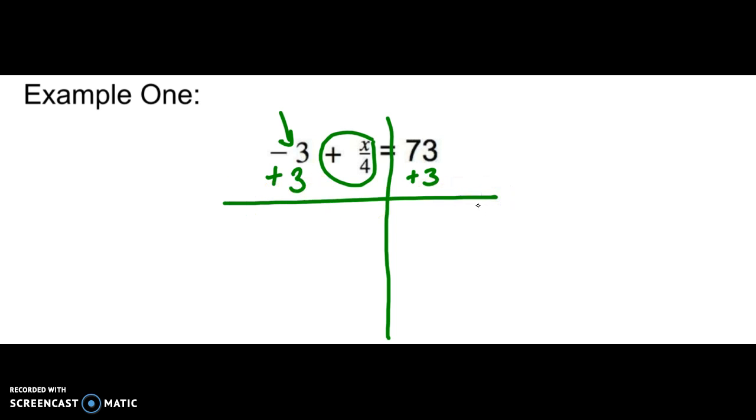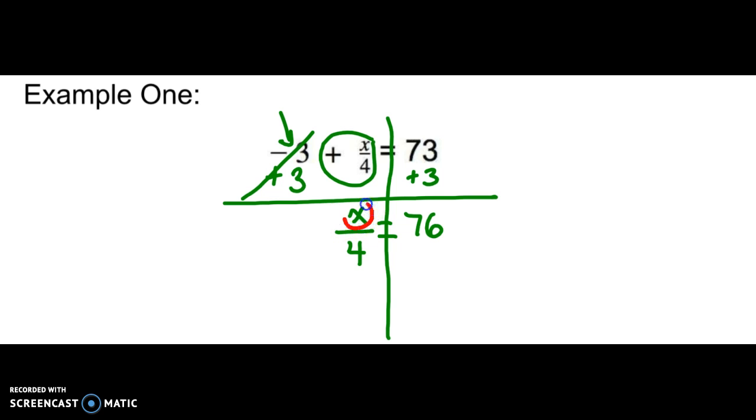So I like to draw this line just to show that physically. So I am then left with x divided by 4. That's still here, nothing changed. But now over on this side, since my -3 plus 3 cancel out, I have to take 73 and add 3 to get 76 now on this side. So now we're back down to just our one-step equation.